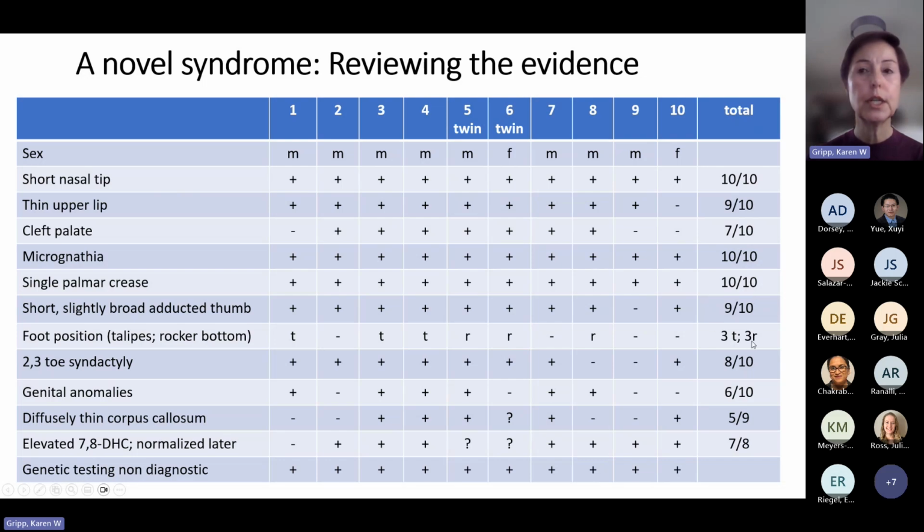Many had foot position abnormalities. The 2-3 syndactyly was seen in 8, some genital anomalies in males. And those who were tested early on showed some abnormalities of cholesterol metabolism, specifically the elevated 7 and 8 dehydrocholesterol, but none of these patients were ultimately diagnosed with a genetic condition.